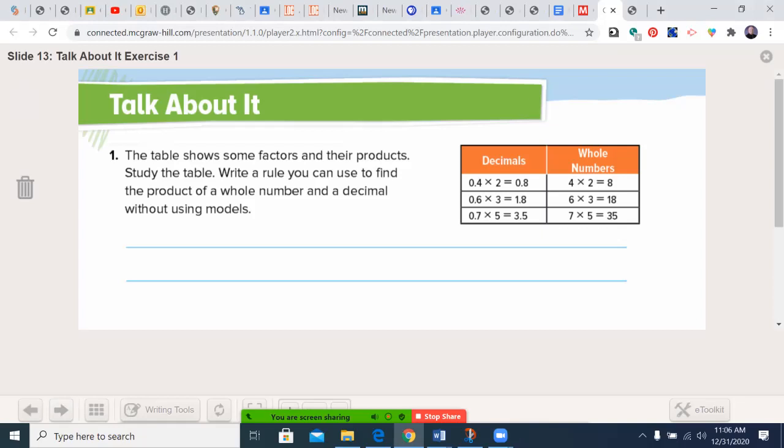Table shows some factors in their products. Where factors are multiplication, the numbers multiplied, and products are the answer. Write a rule you can use to find the product of a whole number and a decimal without using models?